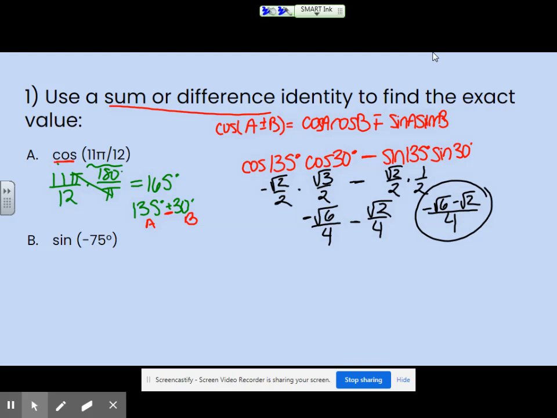All right, let's look at our second one. Now, I saw a lot of people get pretty freaked out with this one. Sine of negative 75 degrees. We like it because it's in degrees, but we don't like it as much because it's negative. Now, something that I did, which might have been making it more difficult, was I said negative 45 plus negative 30 degrees, and I worked with negative angles. It's a lot of extra work.